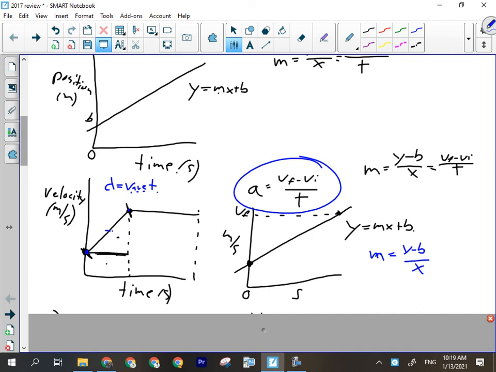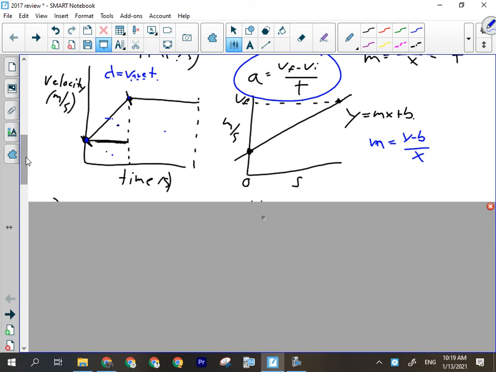So average velocity times time for each section: a triangle, a rectangle, and a rectangle. Add them all up, and you've got the total displacement of the object. Ring the bell? I definitely review how to do that. Hint, hint.